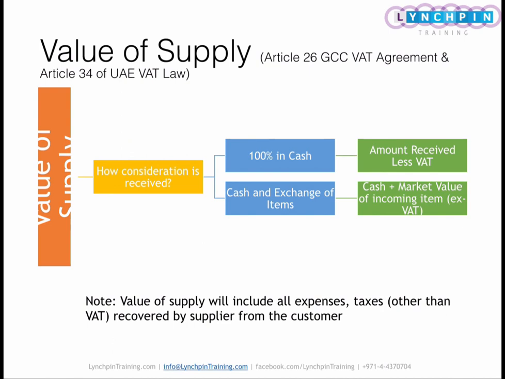The next important area is the value of supply rule. You have to understand that VAT is basically charged on the value of supply, which in simple sense is my selling price. If I'm selling in cash, it would be the amount received or on which I am issuing the invoice. If I'm exchanging goods, which we simply call barter trade, it would be on the market value of the incoming item.